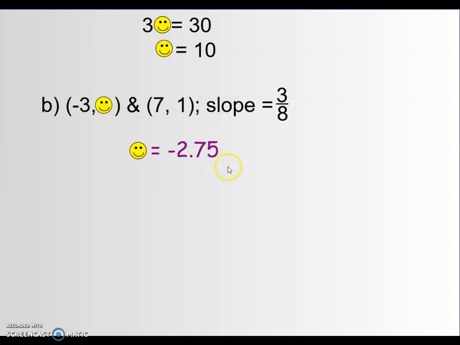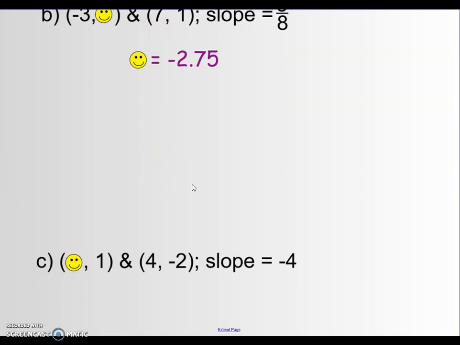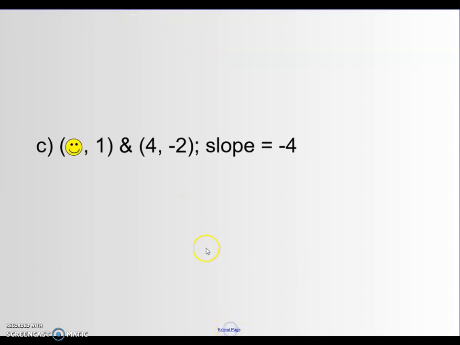Okay, so hopefully you did a very similar thing as you did up above. You set up the equation that the slope, 3/8, equals the change in y's, maybe you did smiley face minus 1, over the change in the x's, -3 minus 7, and you cleaned it up and cross-multiplied. One more example, and that's example C, so why don't you pause the video and see if you can get example C.